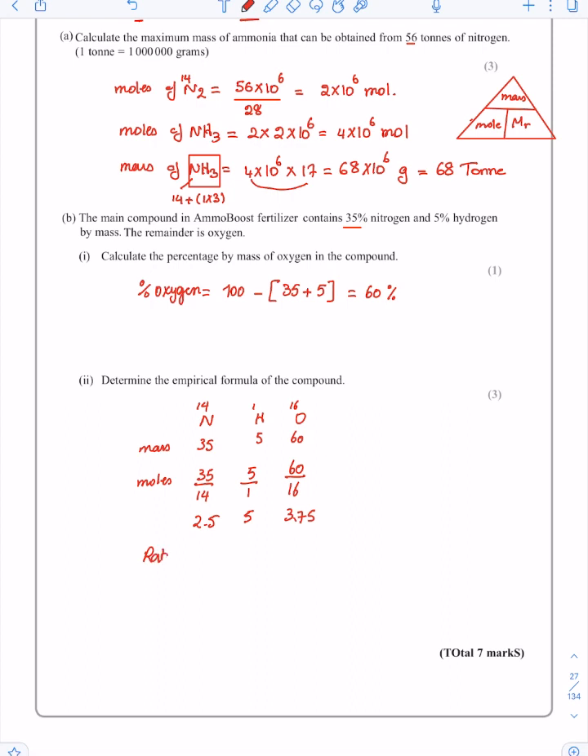هنجيب الريشيو by dividing على smaller number. 2.5 على 2.5 اللي هي تطلع 1 و5 على 2.5 اللي هي تطلع 2 و 3.75 over 2.5 اللي هي تطلع 1.5 والN دي مش whole number فهنعمل multiplying by 2 يبقى 2 by 1 give you 2، 2 by 2 give you 4، 2 by 1.5 give you 3 وبكده يبقى الامبيريكال formula للكومباوند اللي هو الامو بوست فيرتلايزر is N2H4O3.